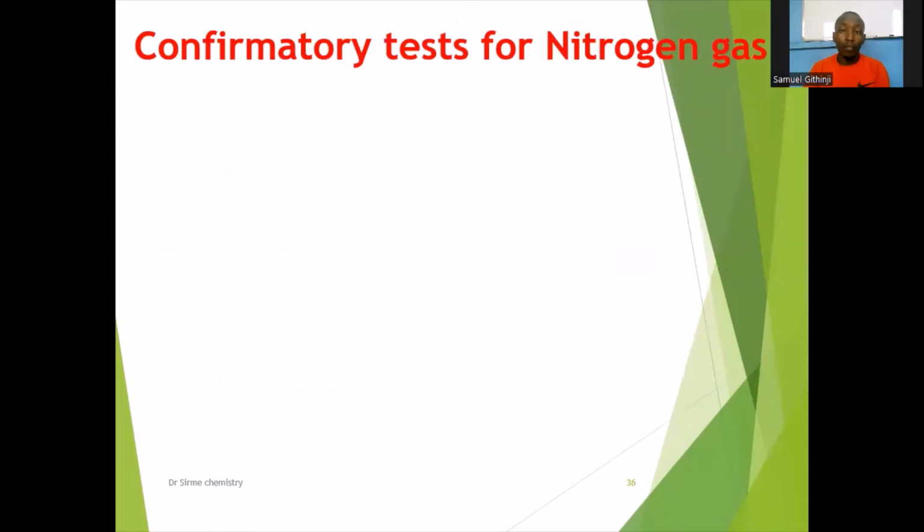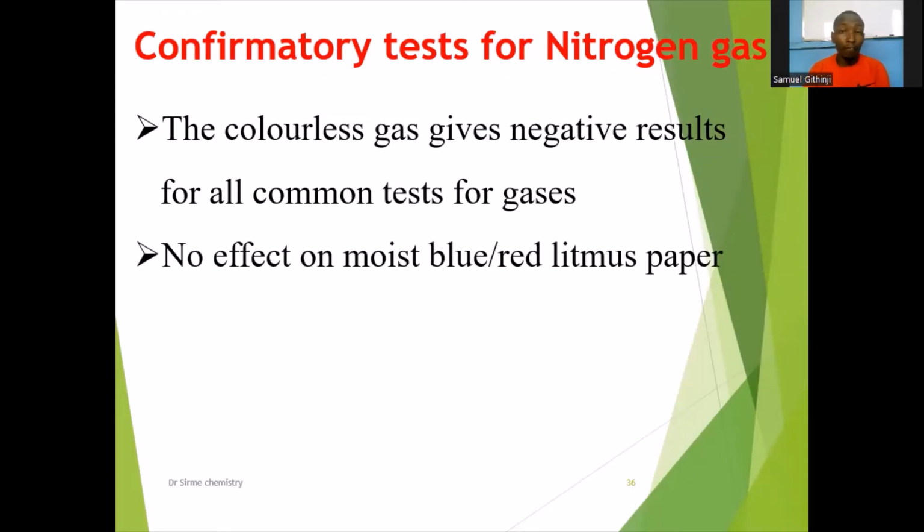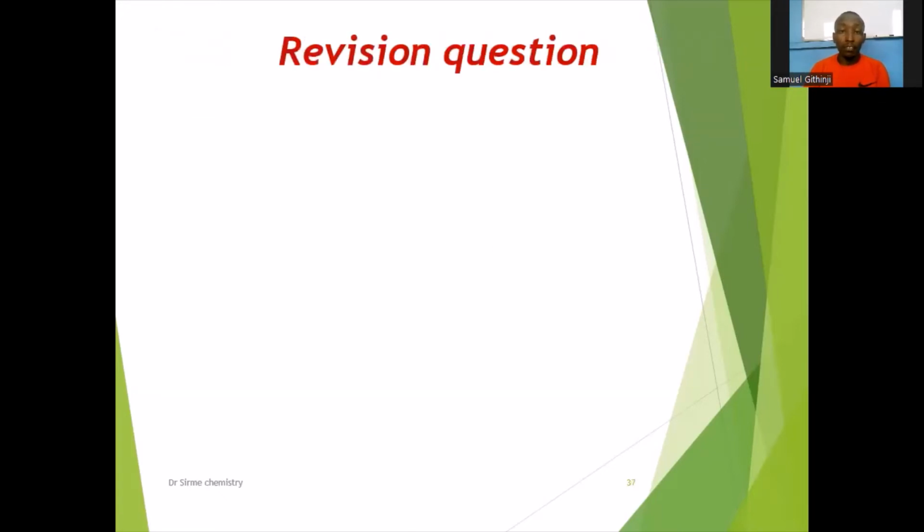If I want to confirm the presence of nitrogen, the colorless gas, we usually say it gives negative results to all common methods of testing for other gases. For example, it will have no effect on blue or red litmus paper. It will not support combustion. It's not combustible either. It has no effect on lime water, like CO2. It cannot produce a pop sound, etc. So that is that.